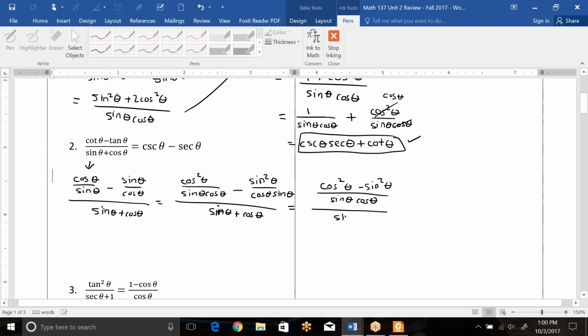all over, and I'm going to write this as a fraction now. This is a binomial but we can think of it as being over 1. The reason for that is now I have a fraction over a fraction, so I'm going to take this and make it multiplying by the reciprocal. So cosine squared theta minus sine squared theta over sine theta cosine theta times 1 over sine theta plus cosine theta. Okay? Now, right now that doesn't look like it helps, but this is actually like two perfect squares.